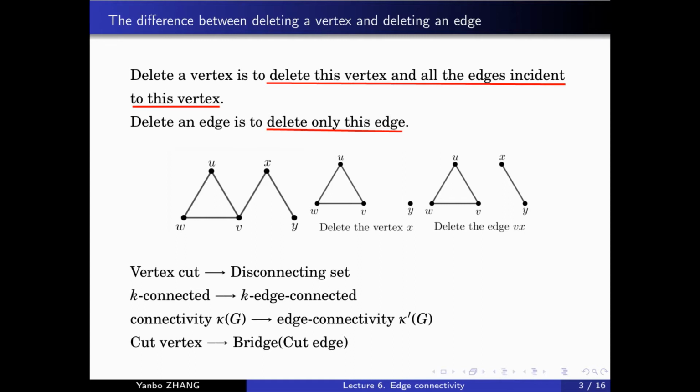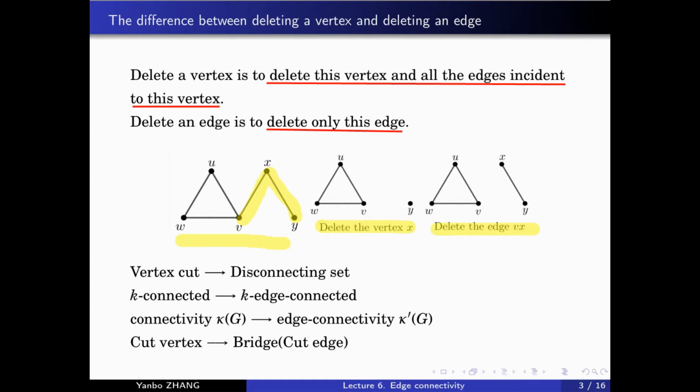Let's take an example. In the left graph, to delete the vertex x is to delete x and the edges vx and xy. This is to delete the vertex x. But to delete the edge vx is to delete only this edge.